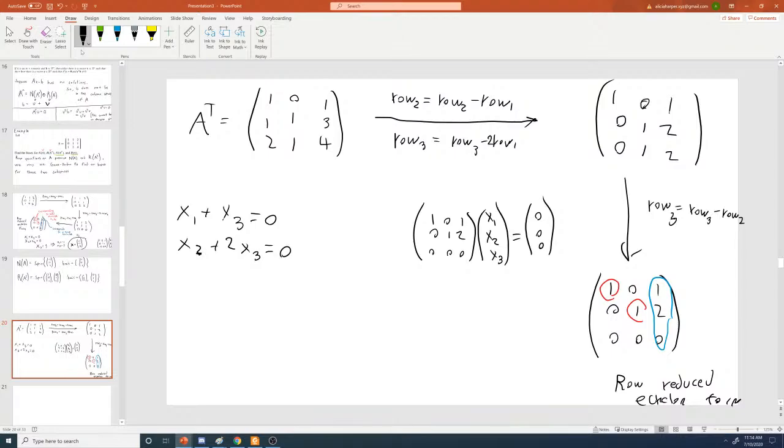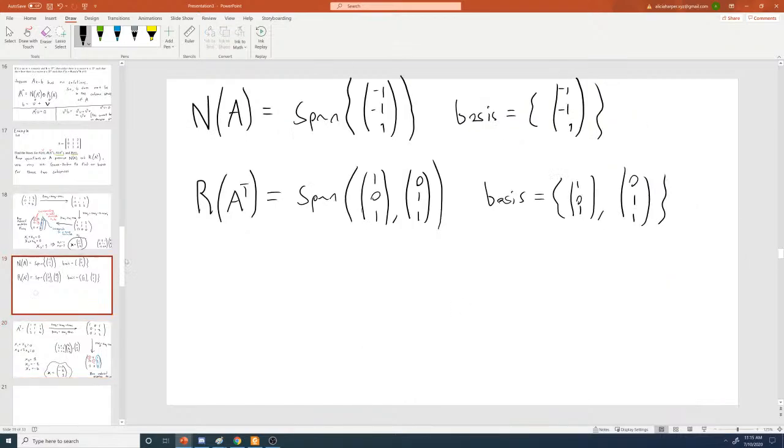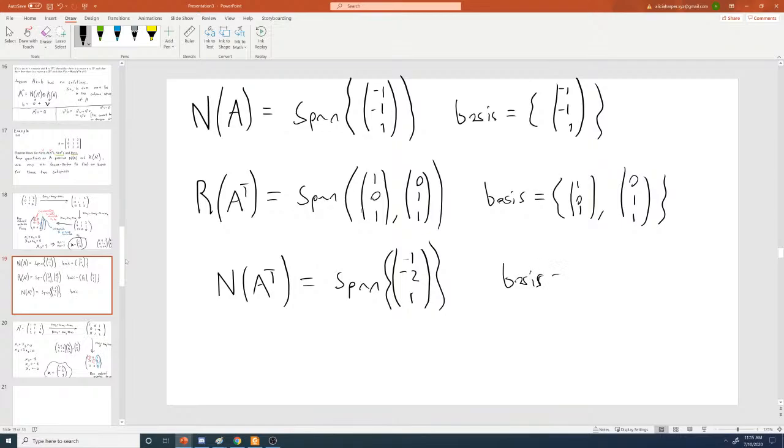So, since x3 is a free variable, I may as well simply set x3 equal to 1. This implies that x1 is equal to -1, and x2 is equal to -2. So, consequently, I obtain the vector x equals -1, -2, 1. And this gives us a basis for the null space of A transpose. So the null space of A transpose can be regarded as the span of the vector -1, -2, 1, and it has as a basis simply the vector -1, -2, 1.